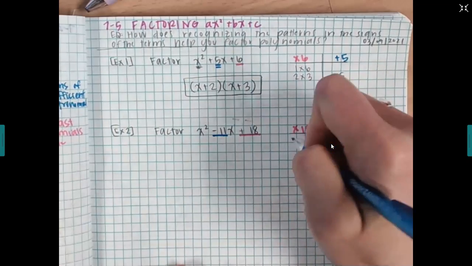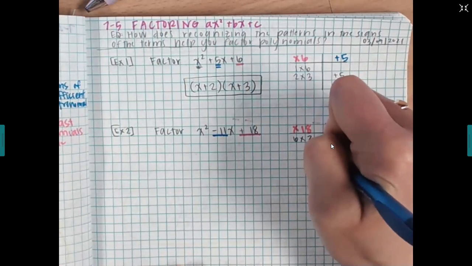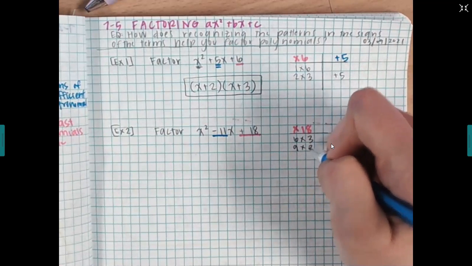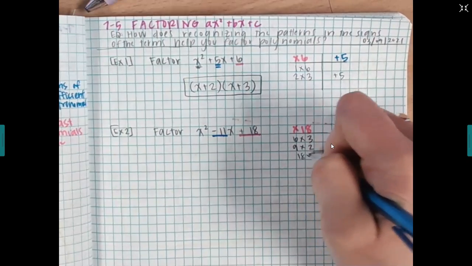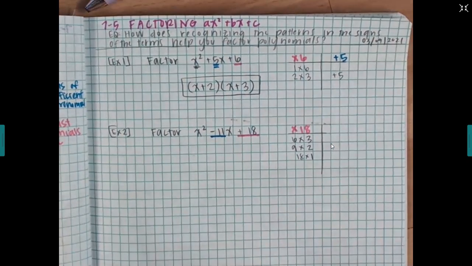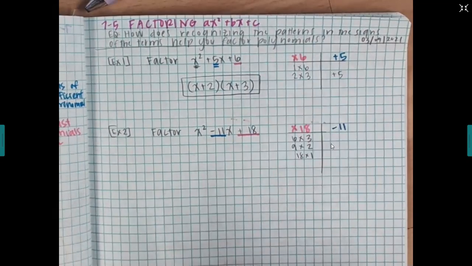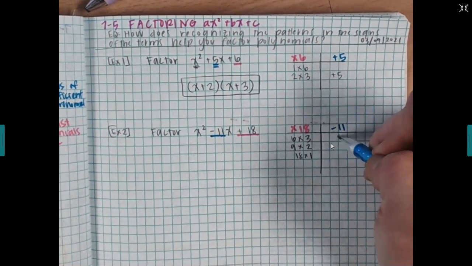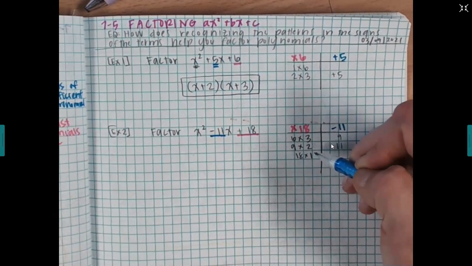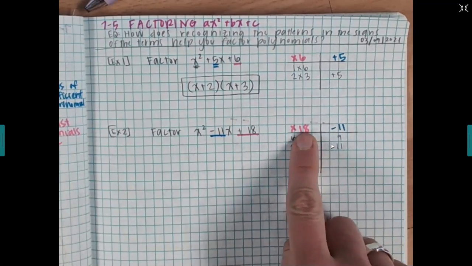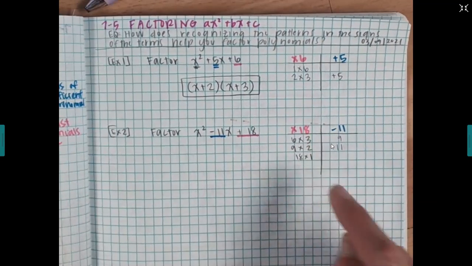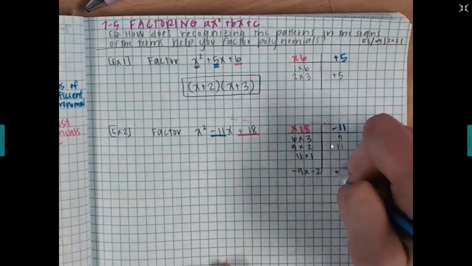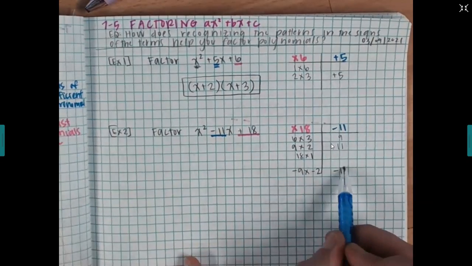I can say, well, I have 6 times 3, I have 9 times 2, I have 18 times 1, and which of these is going to add to get negative 11? Well, actually at this point, none of them do. 6 plus 3 is 9, 9 plus 2 is 11, but it's positive 11. So what we need to get a positive 18 is we actually need negative 9 times negative 2. And that adds to get negative 11.